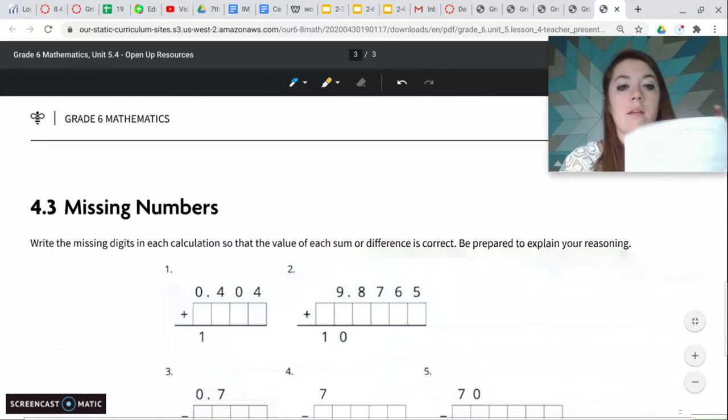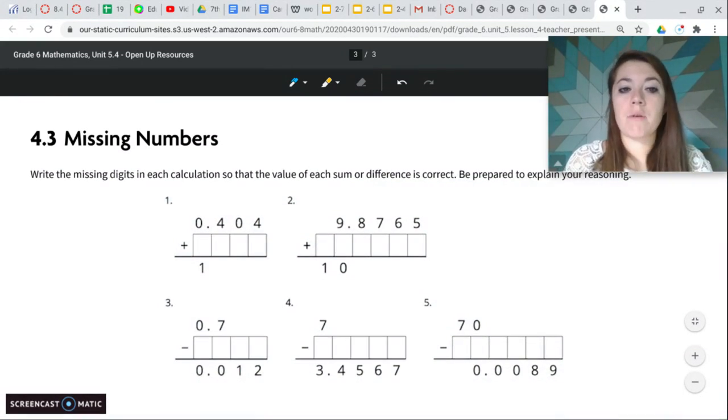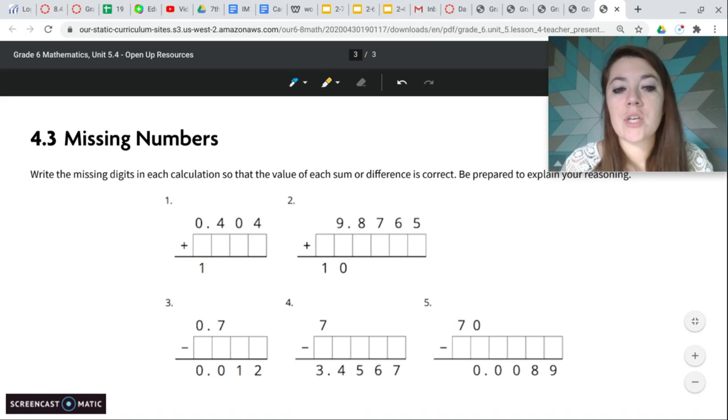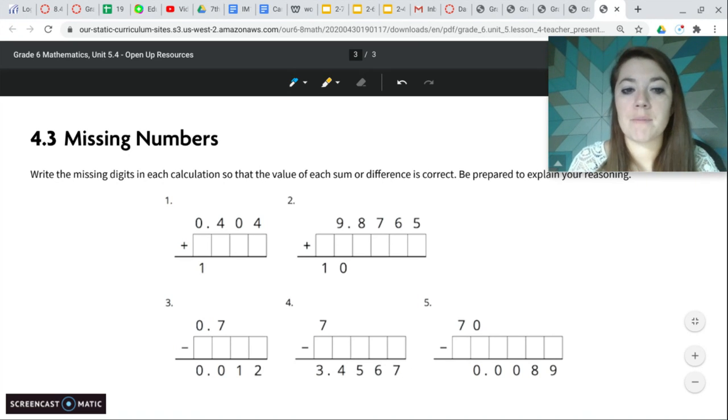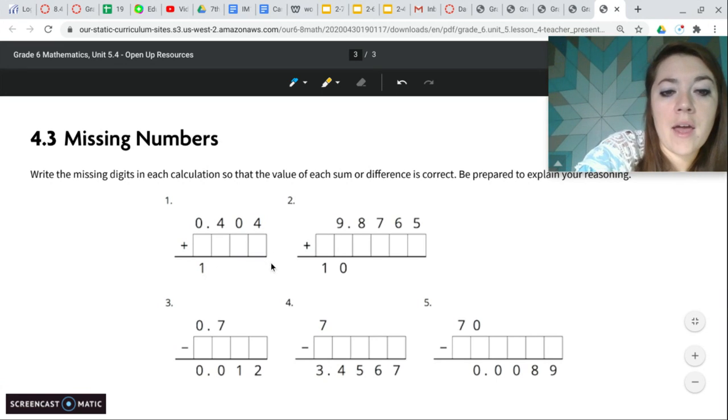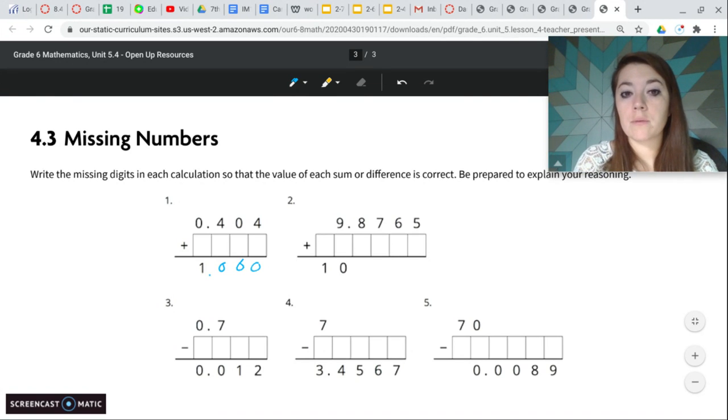All right. The last part, missing numbers. So we're writing the missing digits in each calculation so that the value of each sum or difference is correct. So once again, dealing with more decimals and trying to get these decimal answers. So decimal is your key word for this lesson, decimal. All right, so here on number 1, we need to get 0.404. We're going to add something to it, and we're going to get 1 whole. Well, that means that all of these values here are also 0.